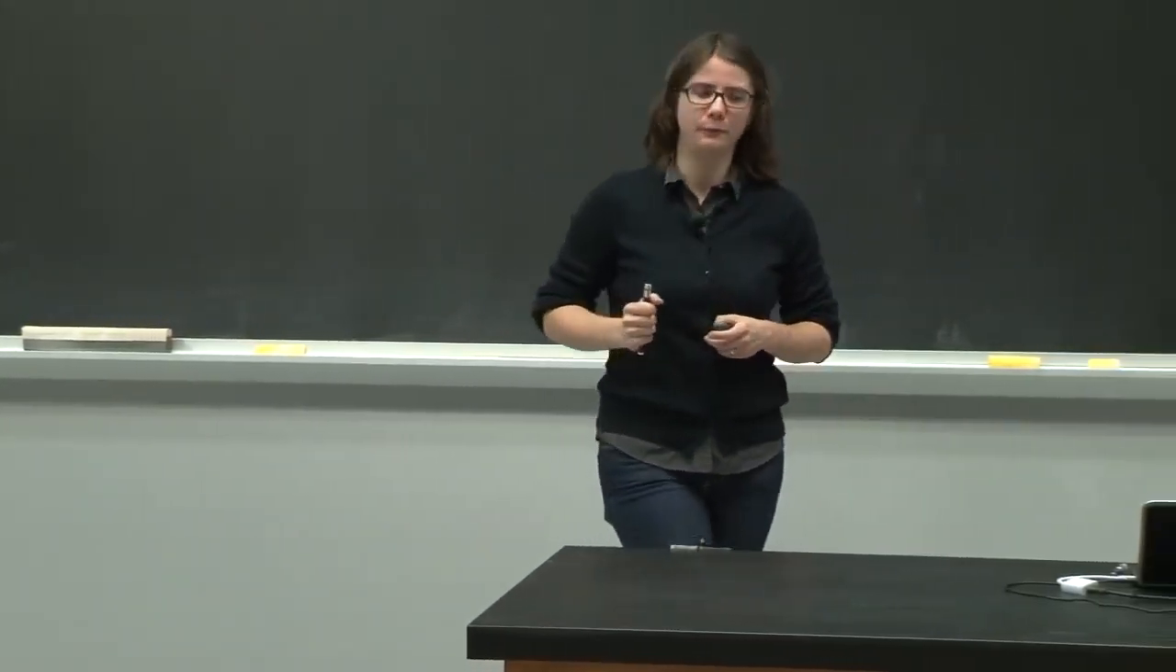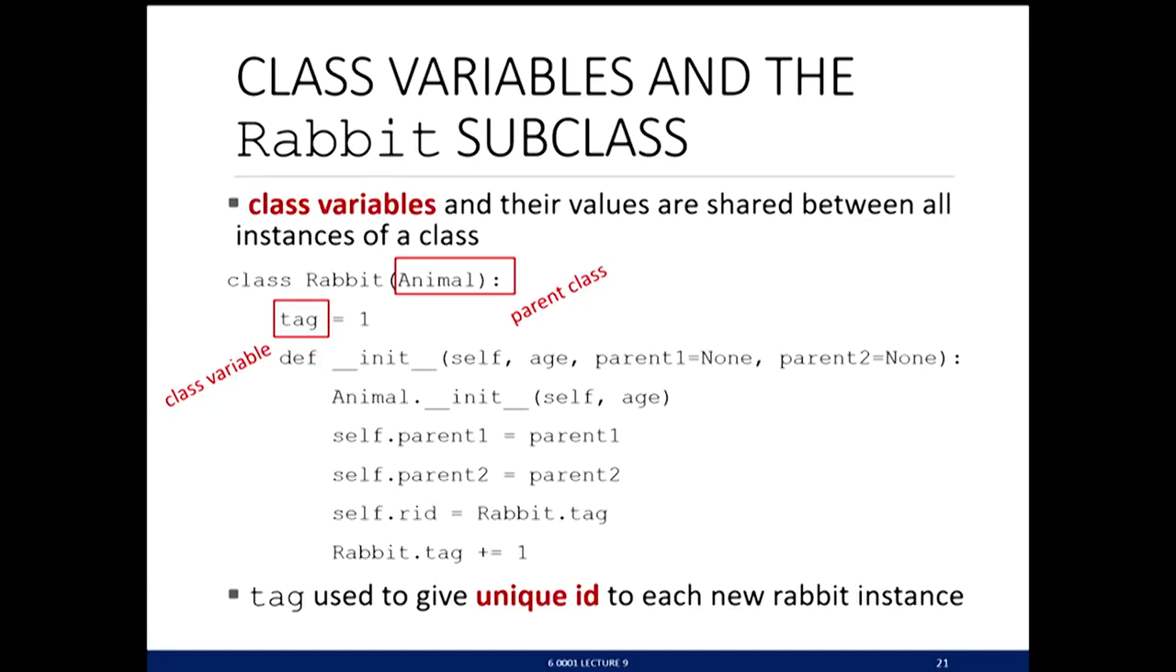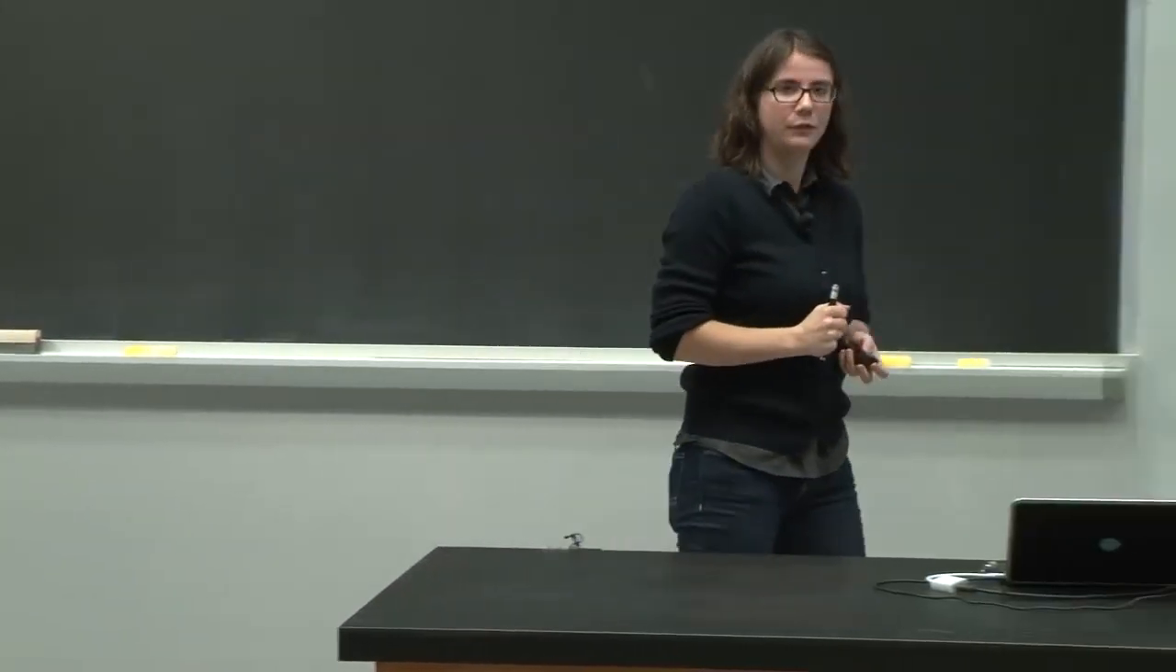Tag is equal to 1. We haven't seen something like this before. So tag is our class variable. Class variables are typically defined inside the class definition, but outside of the init. So tag is going to be a class variable, and I'm initializing it to 1.